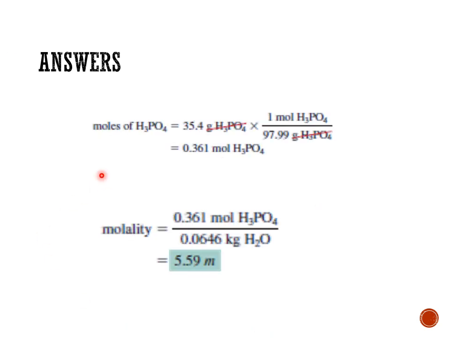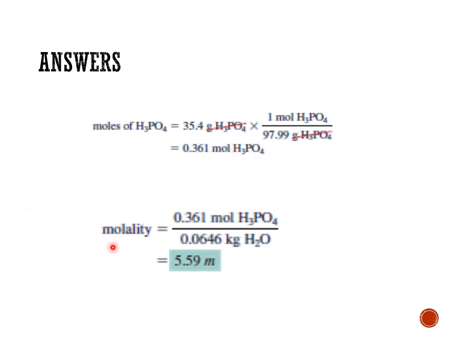So, to get the moles of phosphoric acid, given kanina yung mass, which is 35.4 grams ng phosphoric acid. So, divide natin sa molar mass ng phosphoric acid to cancel the grams and you'll get the moles. So, ang nakuha natin is 0.361 mole of phosphoric acid.